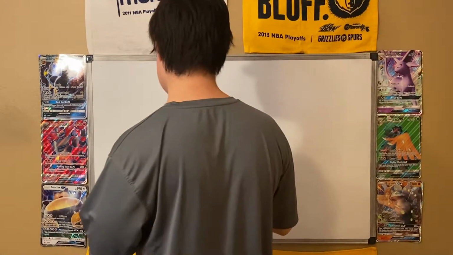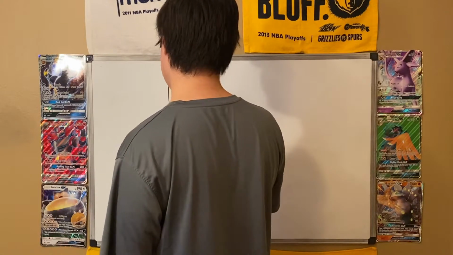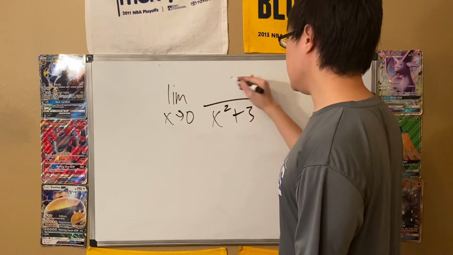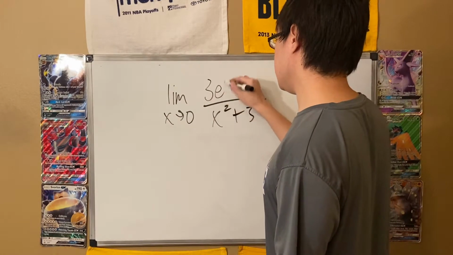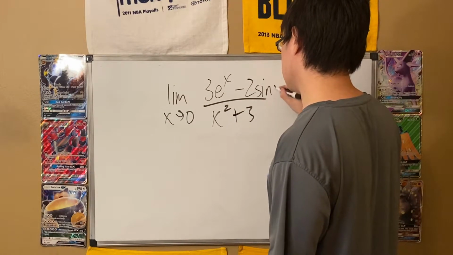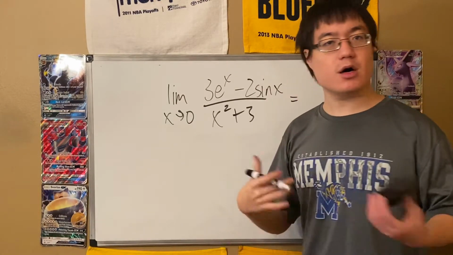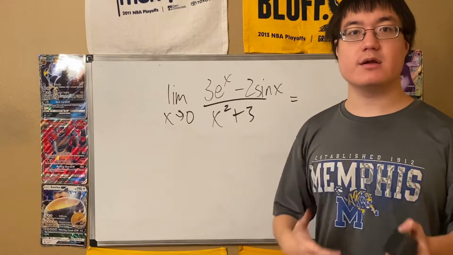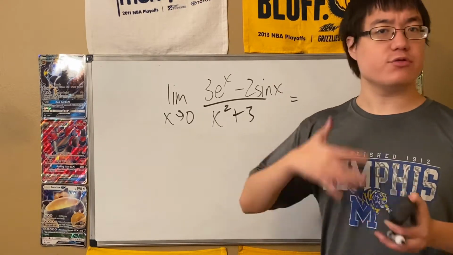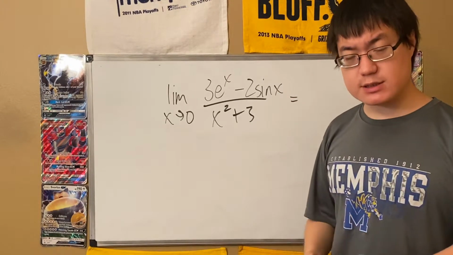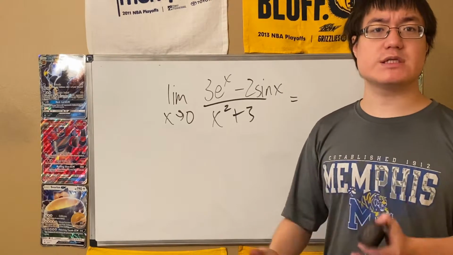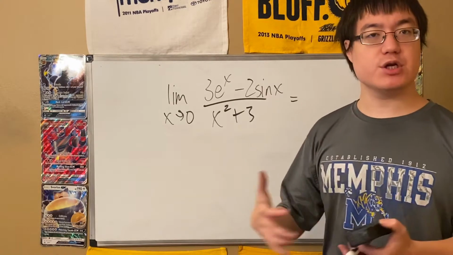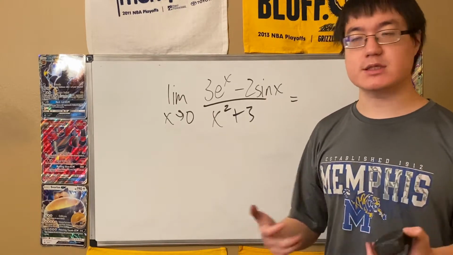With harder functions, we have the limit as, for example, x goes to 0, with x squared plus 3 on the bottom, and 3 e to the x minus 2 sine of x on top. What we're going to see is that when you combine continuous functions through sums, products, or differences, those functions are still continuous. And as long as you don't divide by 0, the division of two continuous functions is continuous.